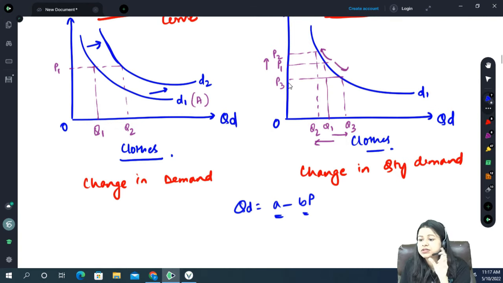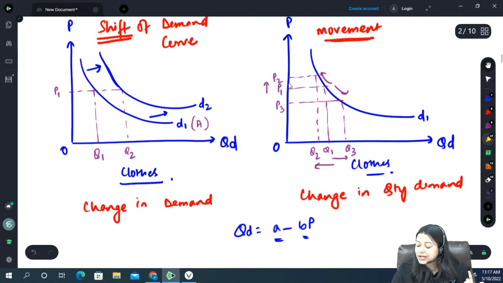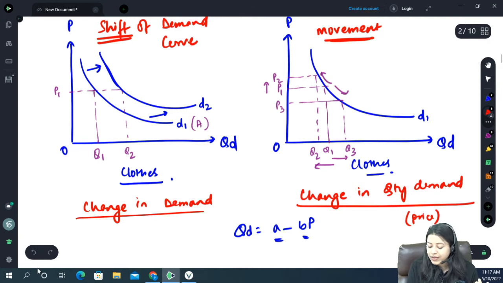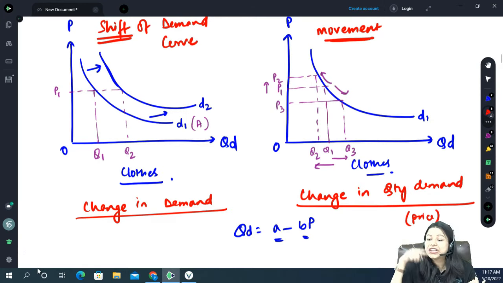Generally, your taste and preferences towards that particular good are increasing. Your A is increasing. And B is the change in the quantity demanded if your P changes. Is this clear to everyone till here? Change in demand, change in quantity demanded: change in quantity demanded happens only when there is a change in price. And change in demand happens when any one of the other determinants changes, ceteris paribus, meaning keeping everything else the same or constant.